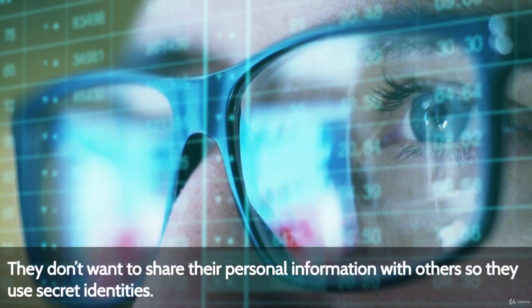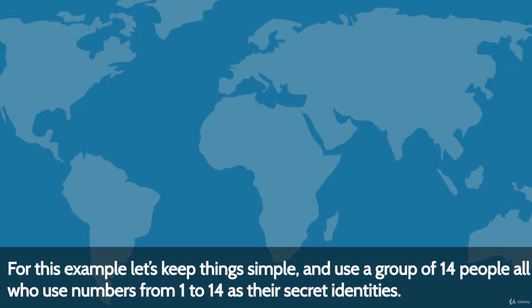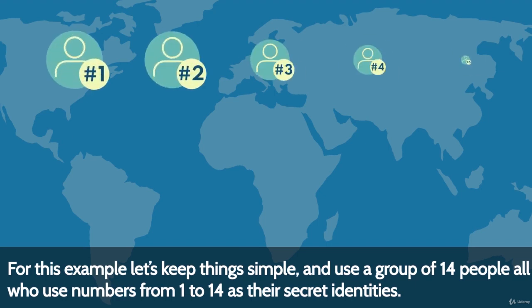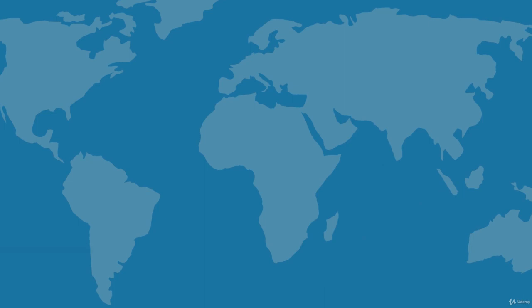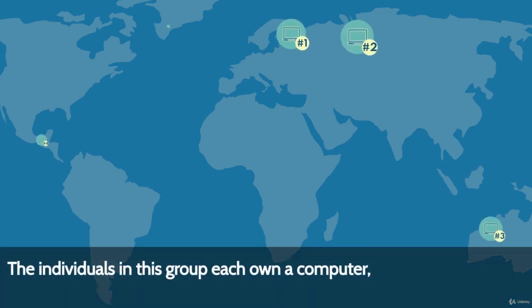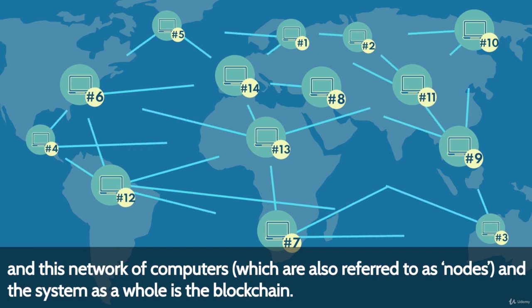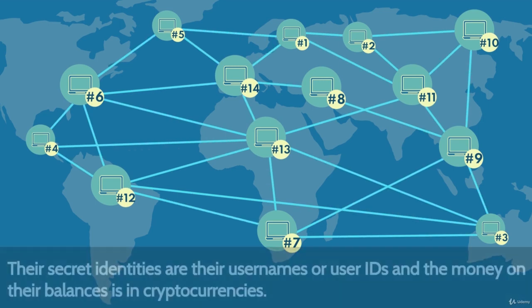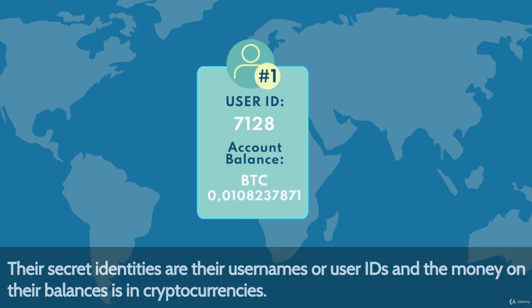They don't want to share their personal information with others, so they use secret identities. For example, let's keep things simple and use a group of 14 people, all who use numbers from 1 to 14 as their secret identities. The individuals in this group each own a computer, and this network of computers, which are also referred to as nodes, and the system as a whole is the blockchain. Their secret identities are their usernames or user IDs, and the money on their balances is in cryptocurrencies.